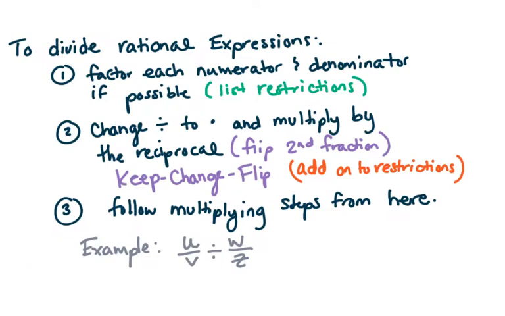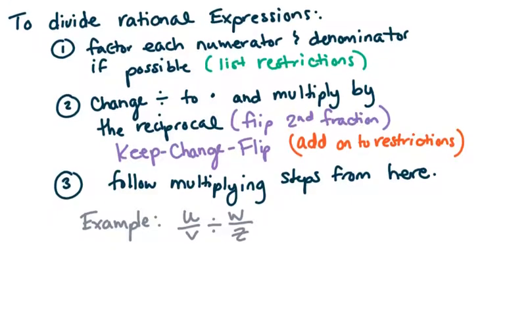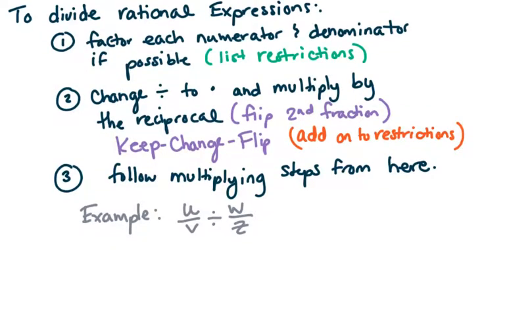No. All right, so dividing rational expressions, it's pretty similar to multiplying. We're still going to start out with factoring each numerator and denominator if we can, and then we're going to list our restrictions. Then we're going to change divide to multiply and multiply by the reciprocal. So this is known as keep, change, flip. I'm sure you guys have heard that before. So we're going to keep the first fraction, change the division to multiplication, and flip the second fraction.